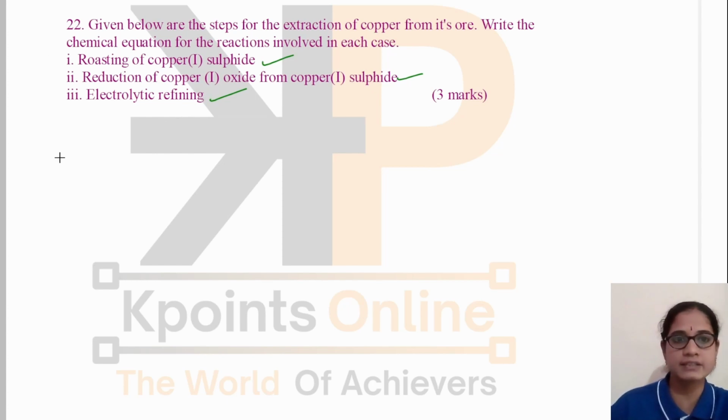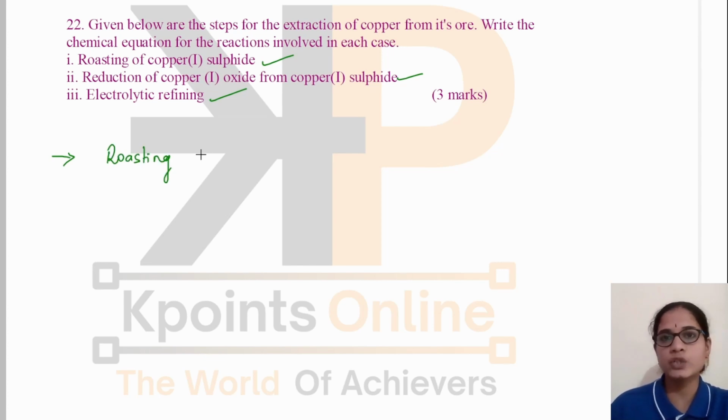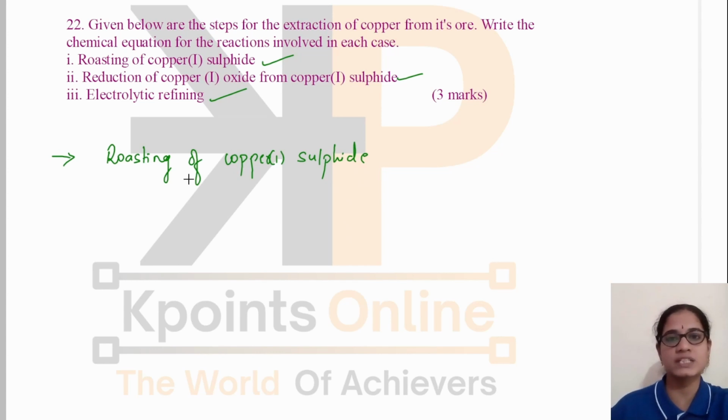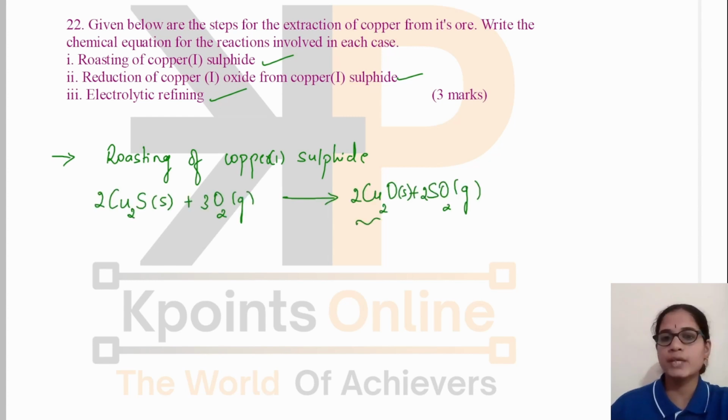First, let us write the roasting of copper 1 sulfide. Roasting means we heat the ore in the presence of oxygen. Once copper sulfide is roasted in the presence of oxygen, we get copper oxide. Now we have got copper oxide, that is copper 1 oxide.